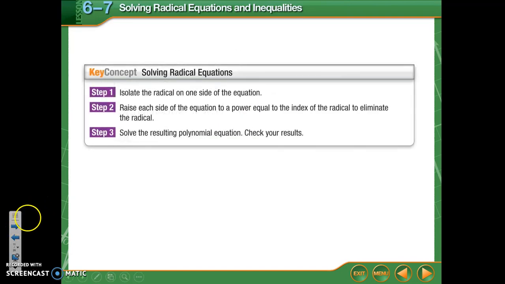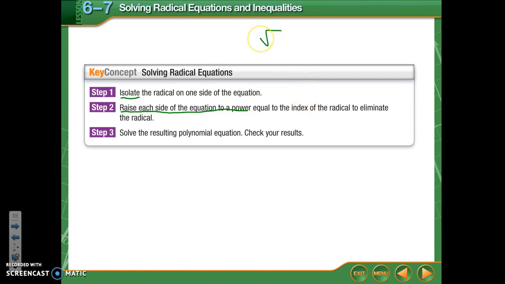All right, so the steps to solving radical equations. Step 1, this is important, is you must isolate the radical on one side of the equation. Even if there's two radicals, you have to get at least one radical isolated on one side. Then we're going to take a power of each side. So we're going to raise each side of an equation to the power equal to the index of the radical.